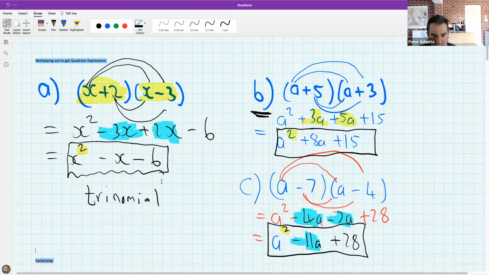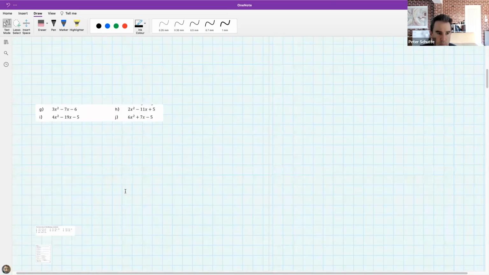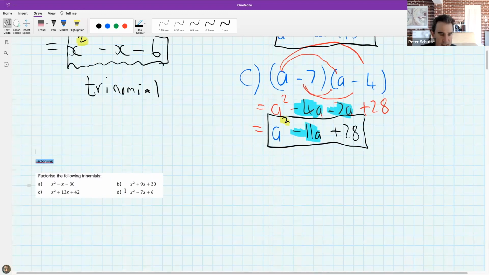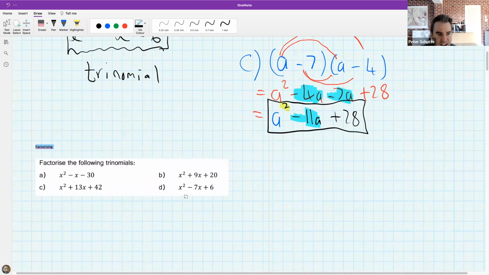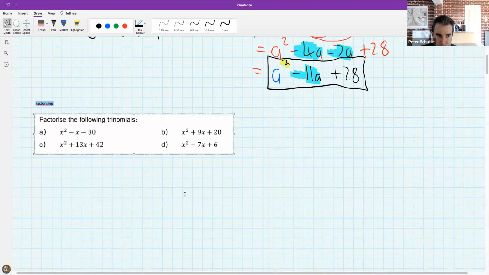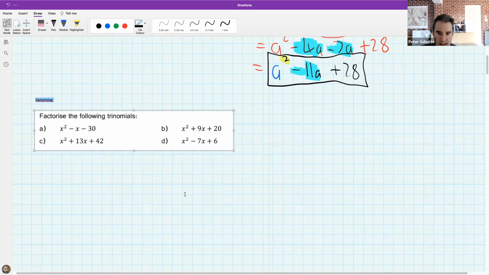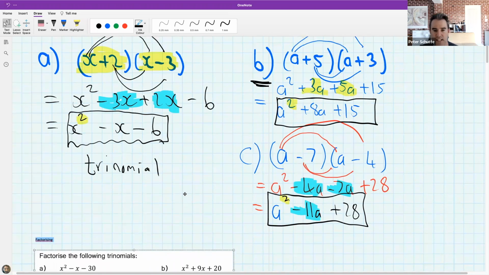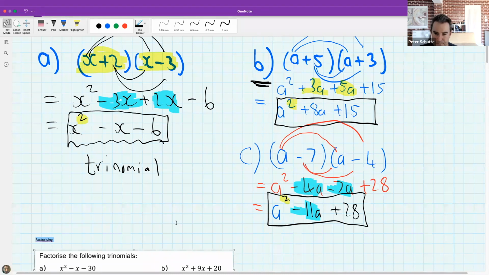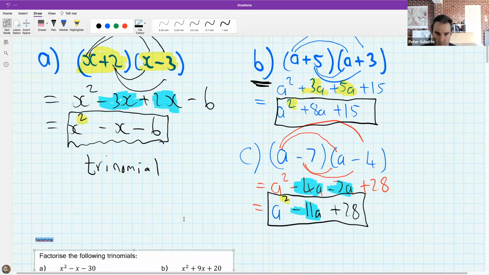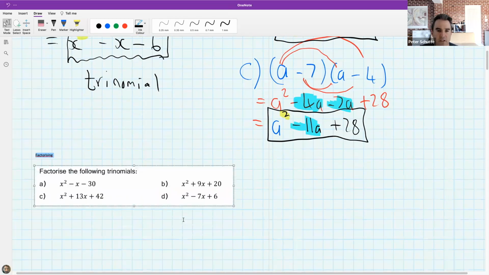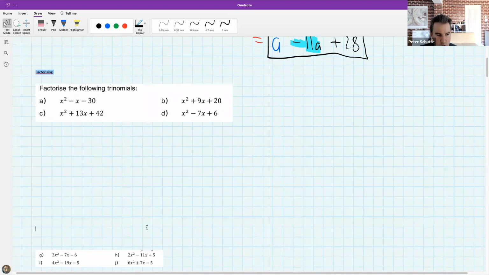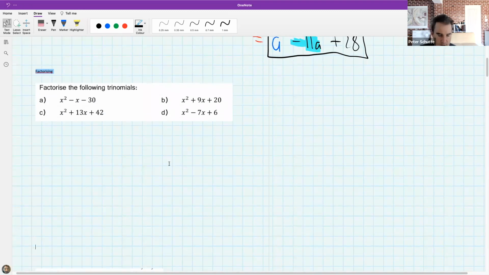Okay, let's move on to the second part of the lesson. The second part of the lesson is I want you now to factorize a trinomial. So instead of telling you to multiply out, actually, let me give you a chance to take a screenshot if you need to. If you want to take a screenshot, take it now. And then I'm going to move on to the next part.